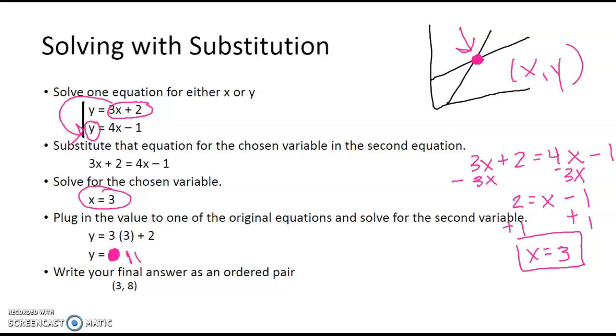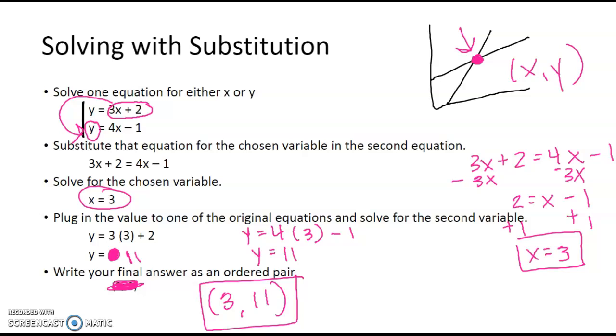Let's double check it in the second equation just to make sure. So y equals 4, and I'm going to plug in 3 for x because that's what my solution says, minus 1. So 4 times 3 minus 1. We know that 4 times 3 is 12. 12 minus 1 is 11. So that means that our final answer is the ordered pair 3, 11. When I plug in 3 for x in both equations, my y value is 11. If we were to graph these two lines on a set of axes, 3, 11 would be this point of intersection, an ordered pair that makes both equations true.